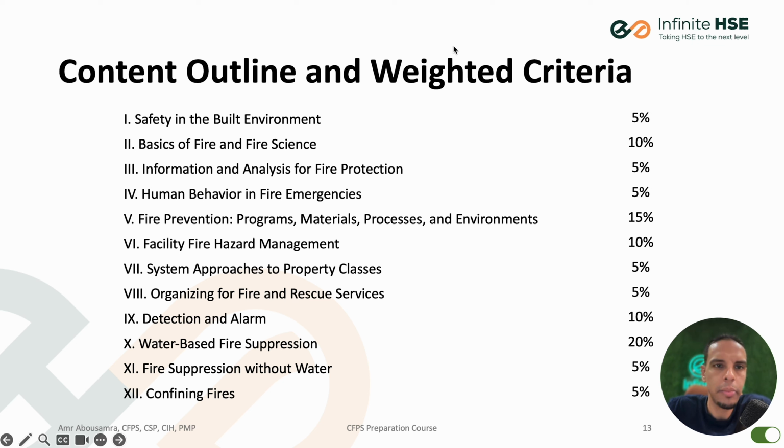As you can see here, there are topics called Safety in the Built Environment, Basics of Fire and Fire Science, Information and Analysis of Fire Protection, Human Behavior, Fire Prevention, Programs, Material, Processes, Environments, Facility, System Approach, Organizing for Fire Rescue Services, Detection and Alarm, Water-Based Fire Suppression, Fire Suppression without water, and finally, Confining Fires.